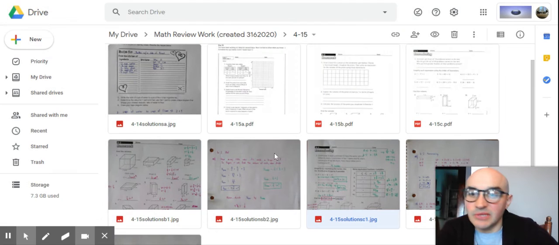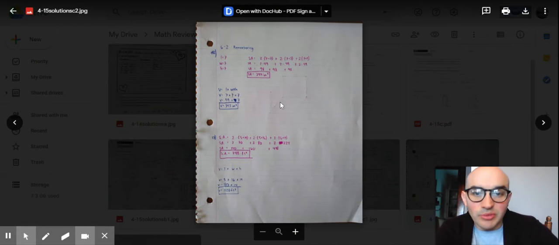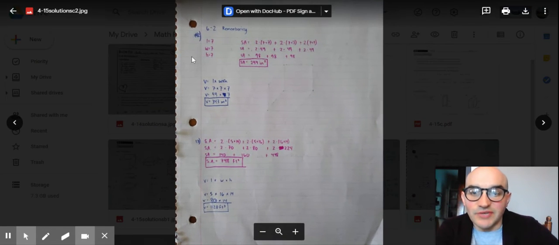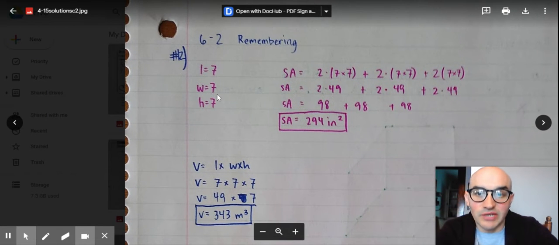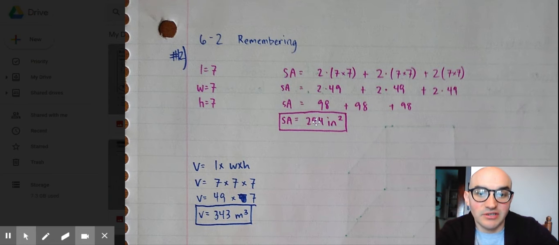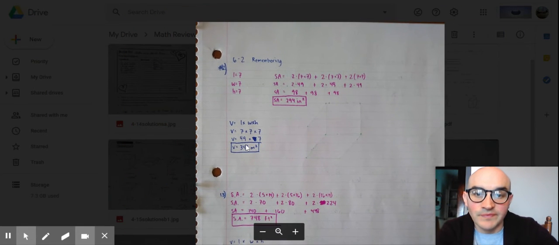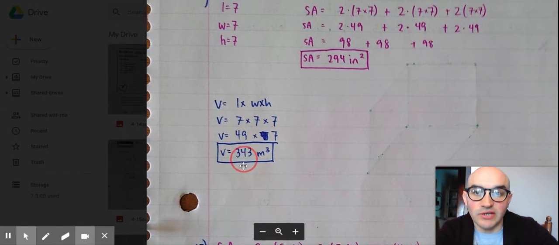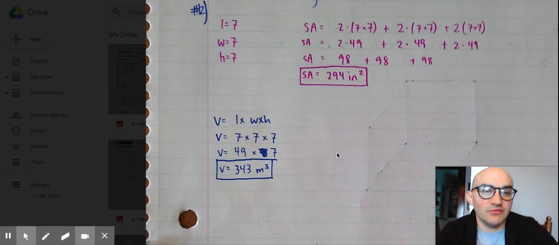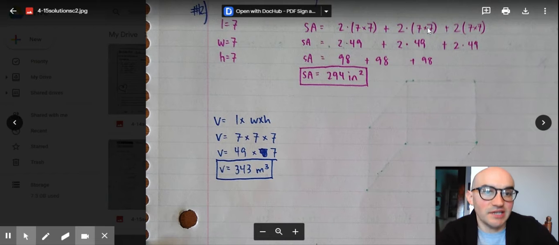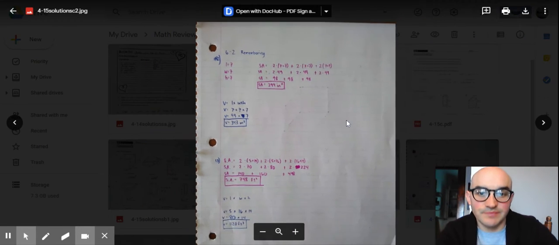12 and 13, I'm going to show you my work on the notebook paper that I did it on because it doesn't really fit on the worksheet there. So that's number 12. I wrote down my length, width, and height. I found my surface area to be 294, and my volume for number 12 to be 343. So again, if you need to pause it, feel free, but these are just measurements taken from the worksheet.